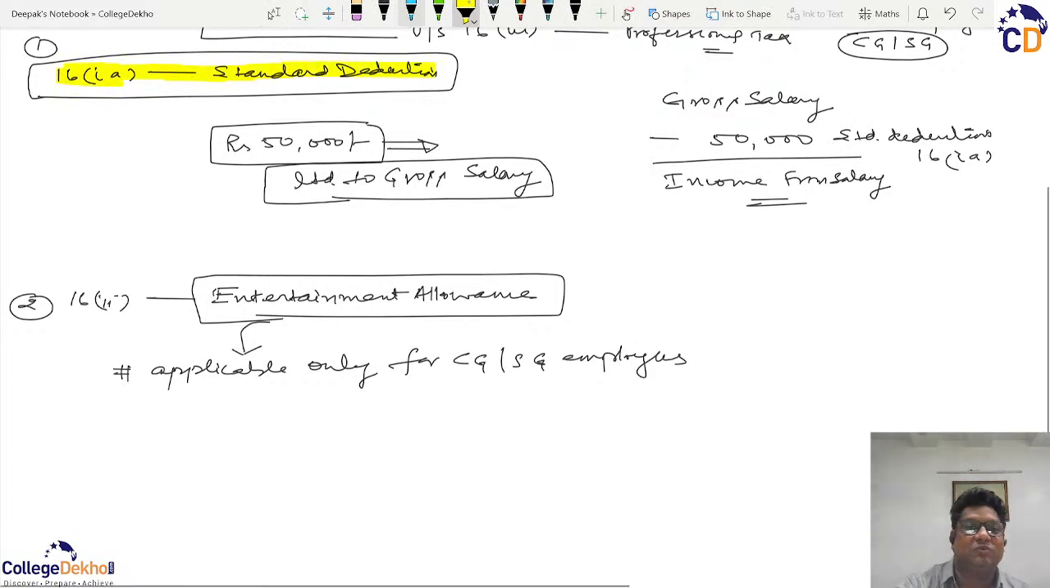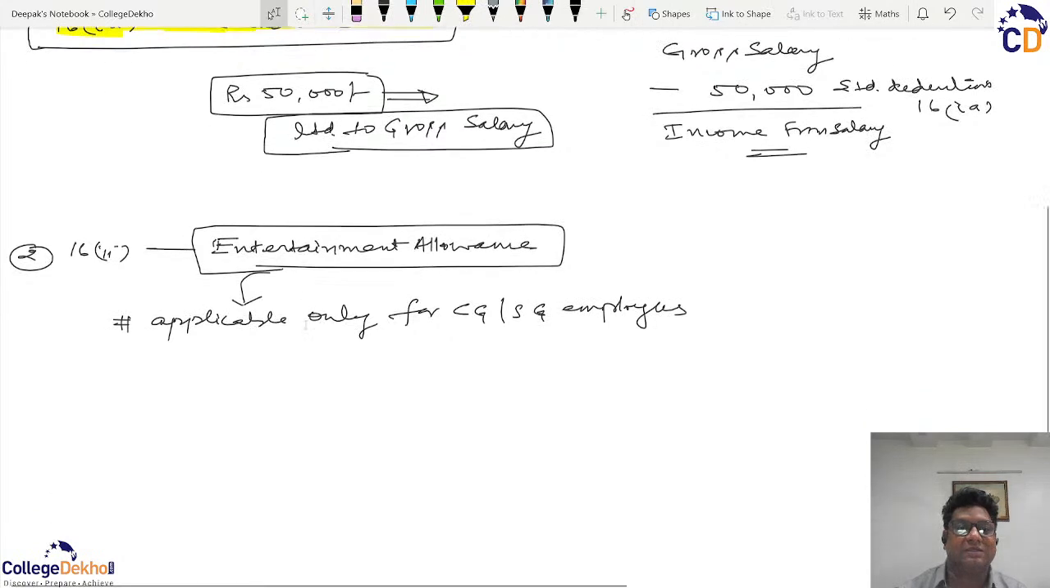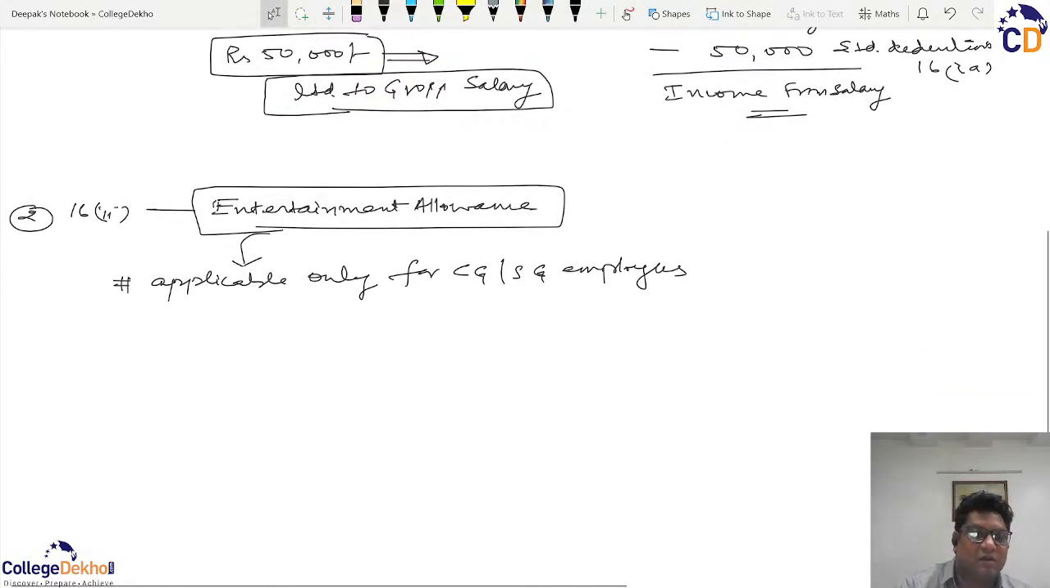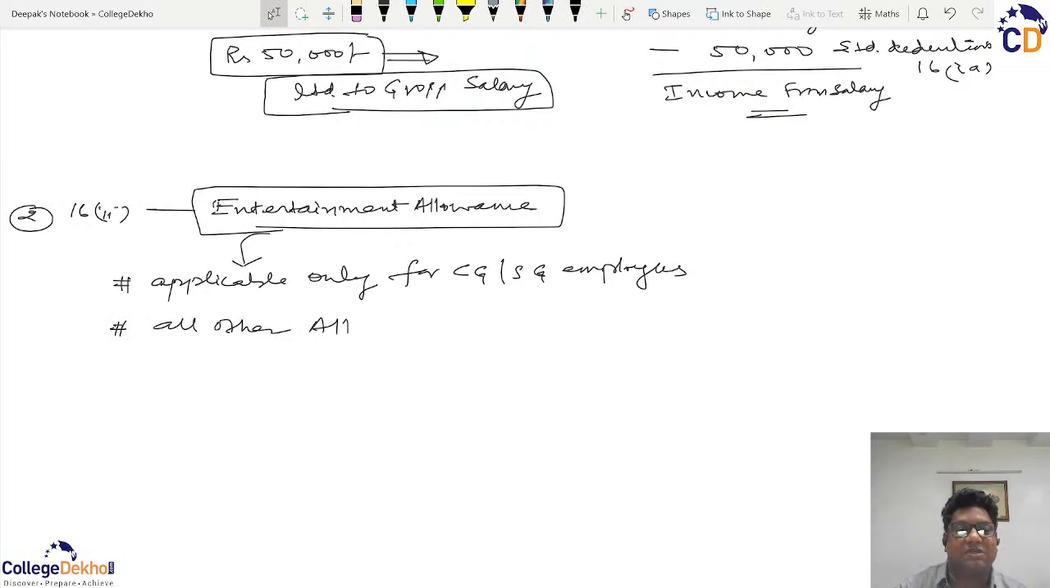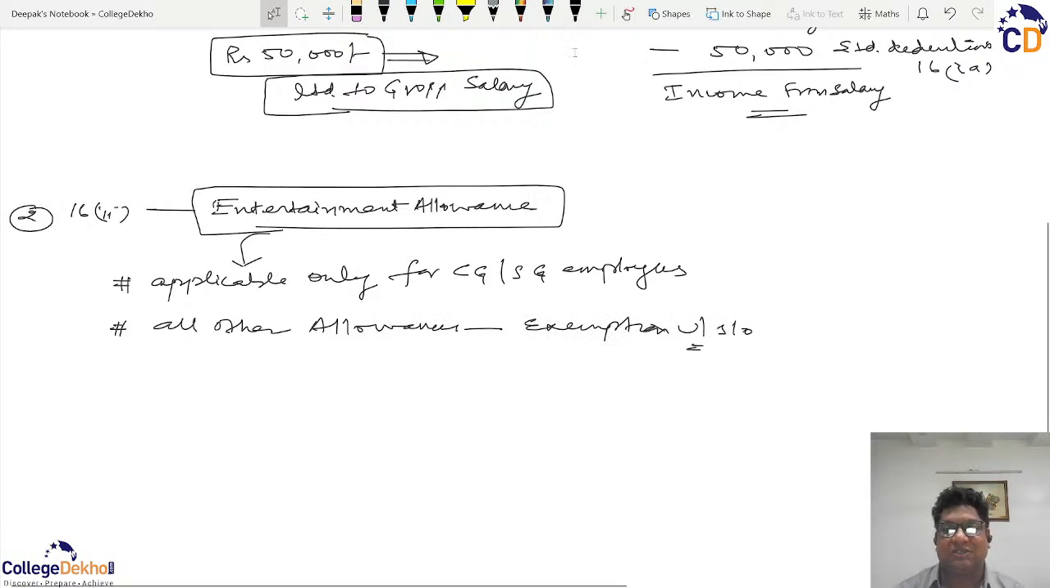Second thing that is to be noticed here is that all other allowances, एंटरटेनमेंट के अलावा बाकी जितने भी अलाउंसेज हैं, मैंने पहले भी बोला, दे एंजॉयज एग्जम्पशन अंडर सेक्शन 10.